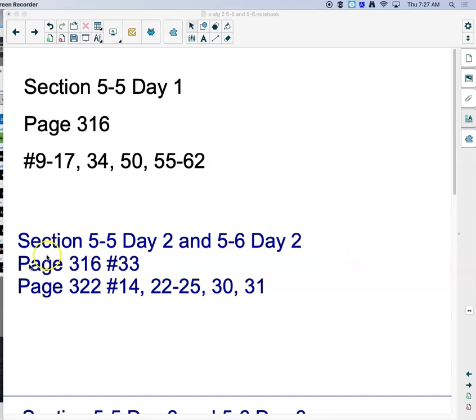Quick reminder from the 5-5 section: it is a possibility that you might not have any rational roots, but we need to look for them just the same.